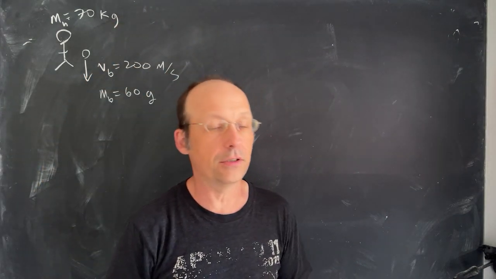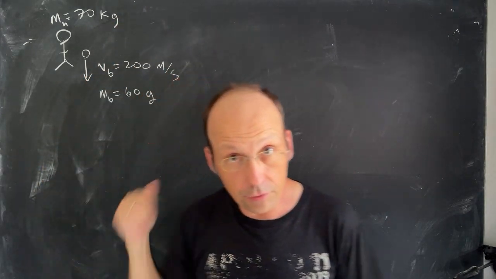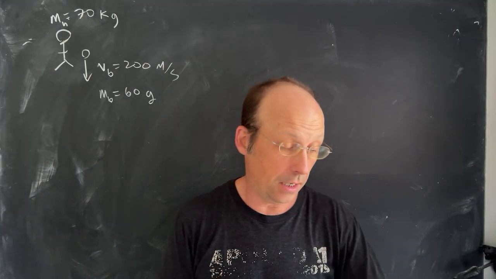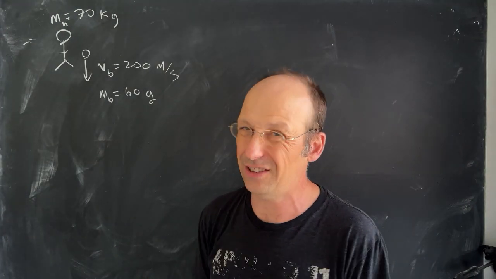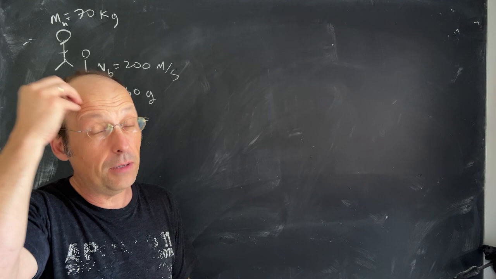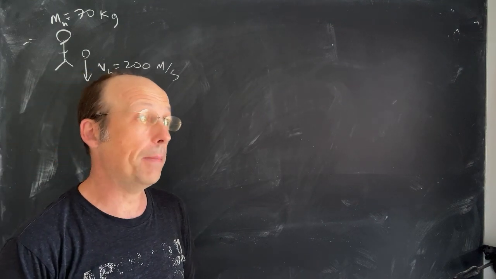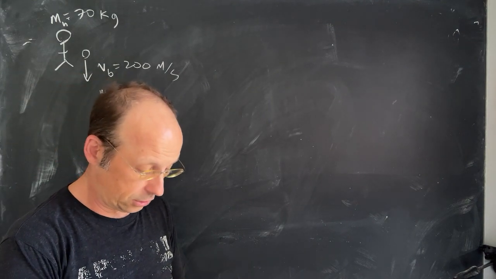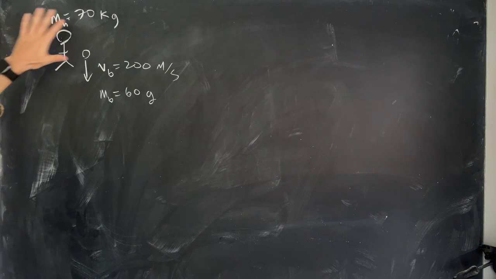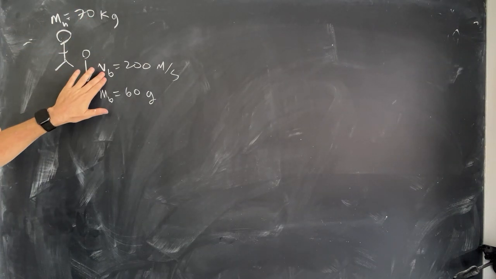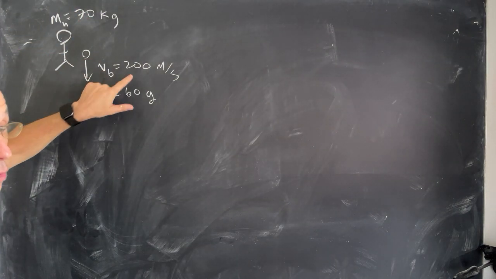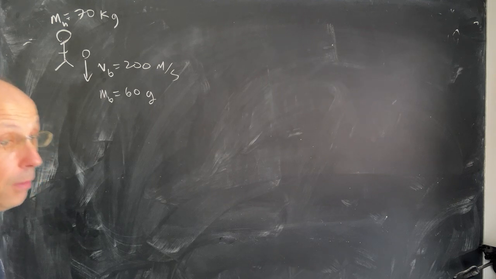I'm throwing the tennis balls down, and I know the speed, I know the mass. How many do I need to throw per second? So it kind of seems complicated at first, but maybe it's not too bad. Okay, so let's just get started. I have the mass of the person, 70 kilograms. I have the velocity of the tennis ball, 200 meters per second, with the mass of the ball of 60 grams.